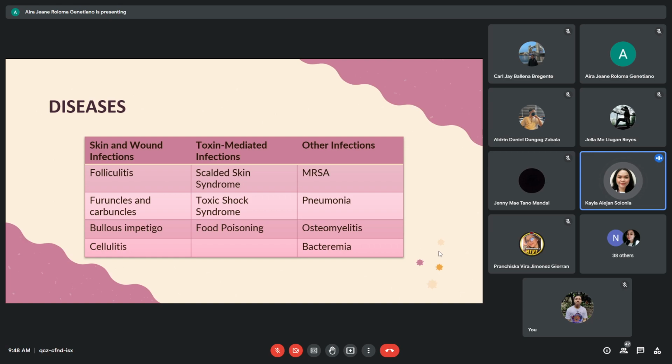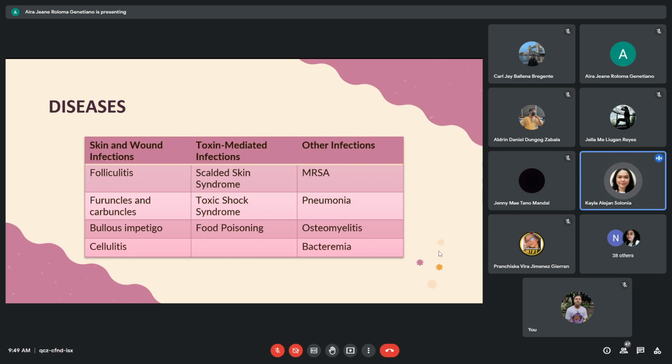The toxin-mediated infections are the scalded skin syndrome, the toxic shock syndrome, and food poisoning. The scalded skin syndrome, or SSS, affects infants and young children. It causes the skin to peel off all over the body, leaving moist skin. While the toxic shock syndrome causes high temperature, flu-like symptoms such as headache, feeling cold, tired or exhausted, aching body or sore throat, and cough. While food poisoning causes nausea, vomiting, and stomach cramps.